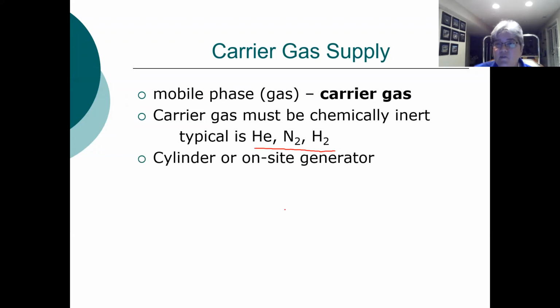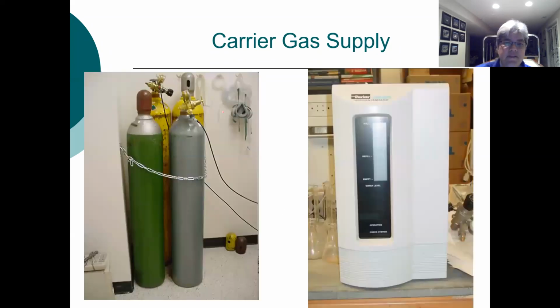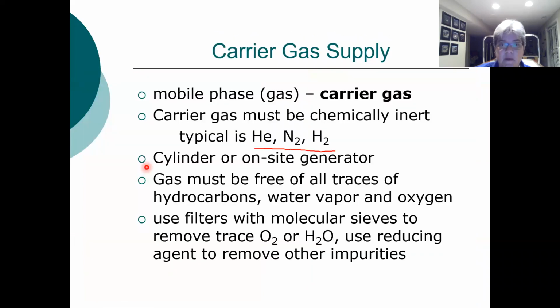We can either get these from a cylinder or an on-site generator. The cylinders, I'm sure you've seen in the lab, they look like this. And the on-site generator would be a box like this that would deliver the gases from this system. These are much more expensive than the cylinders, so cylinders are much more common.